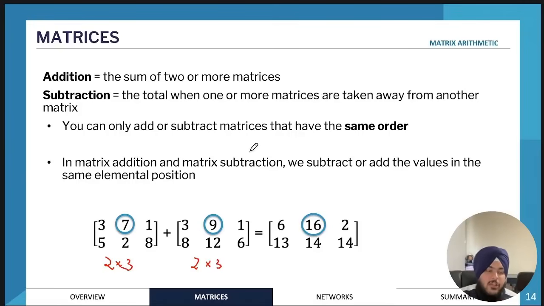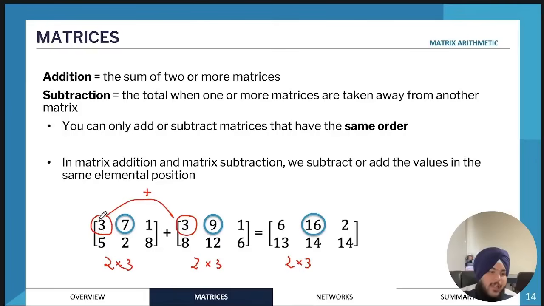In matrix addition and matrix subtraction, all we're doing is adding the elements in the same position in the two or three matrices that you're adding. For example, in position 1, 1, the first row and first column, we're adding that to the element in the first row and first column of the other matrix. These two elements will be added together. And the final matrix will also have the same order as the matrices you're adding, so this will also be a 2 by 3 matrix.